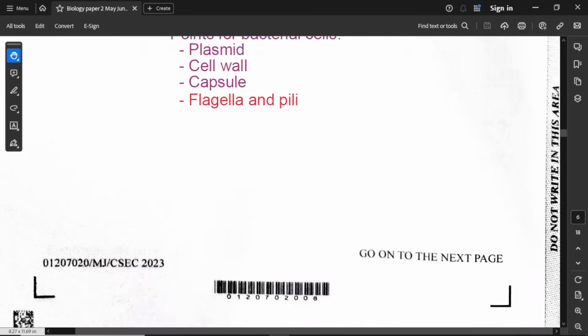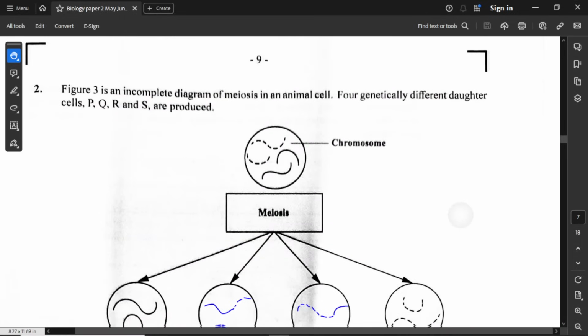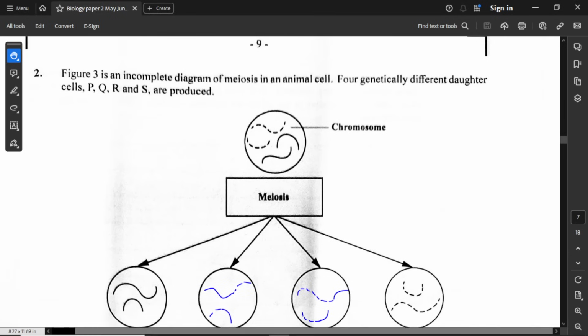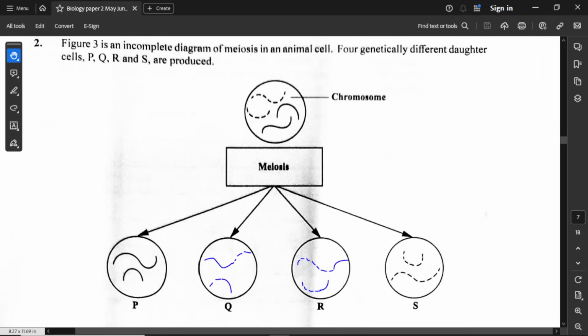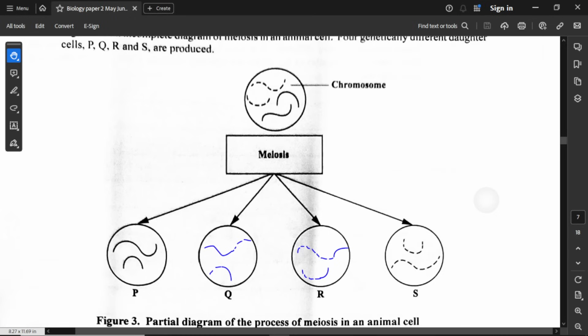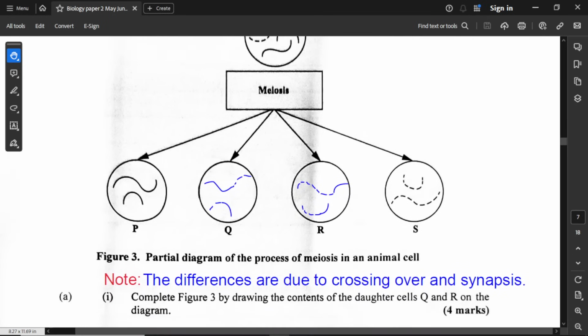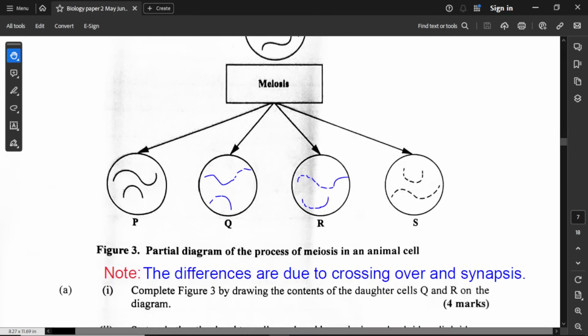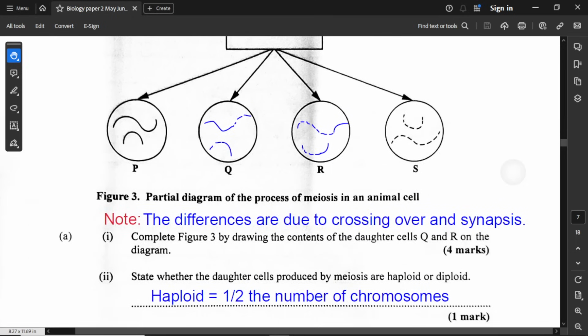All right. Question number 2. Figure 3 is an incomplete diagram of meiosis in an animal cell. Four genetically different daughter cells, P, Q, R, and S, are produced. And notice we have chromosomes up top there. Then we have meiosis. And these will be our final cells, which are called daughter cells. And again, they are genetically different. Just to make a point right there, we need to complete the diagram to show the difference. That's what part A is saying.